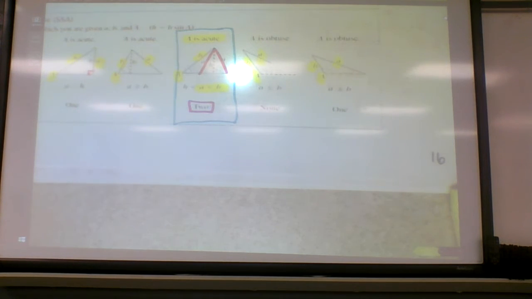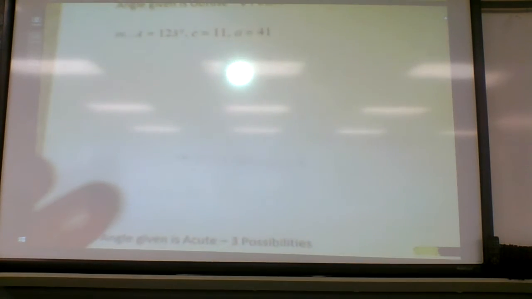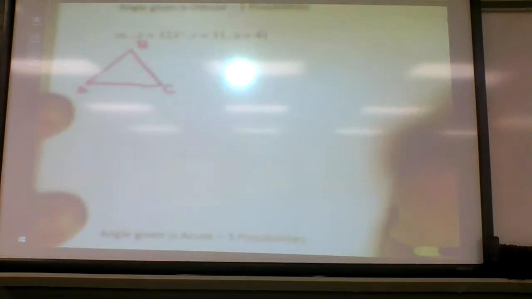All right, so I have 5 examples for us, and we're actually going to see all of them except for the right triangle because that one's super boring. All right, so here is the first one. We have angle A, little a, and side C. If you draw this triangle out, just the general triangle from before, ABC, you're going to have angle A is 123, a is 11, and c is 41.